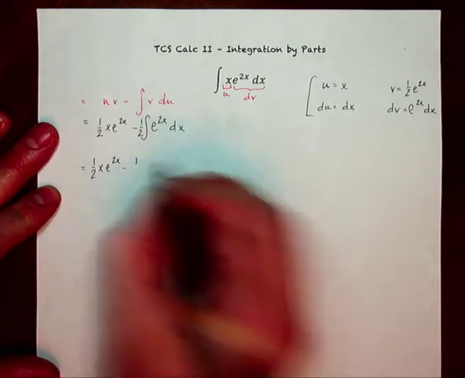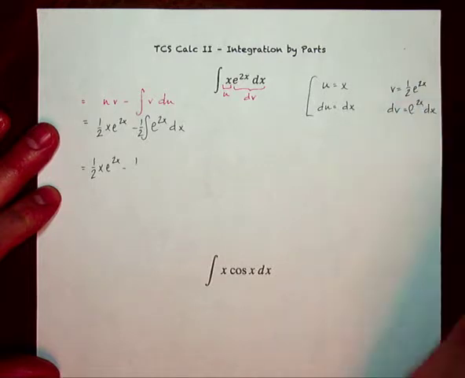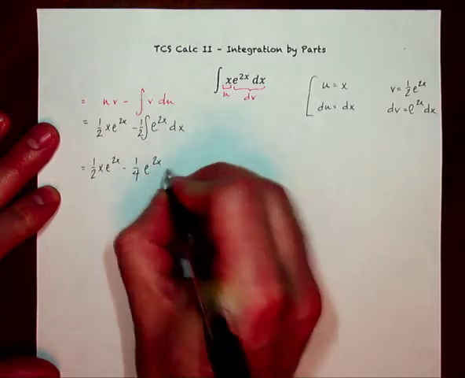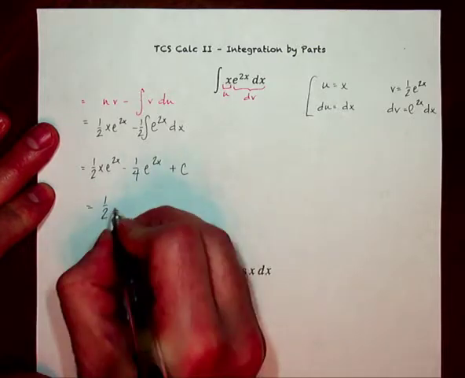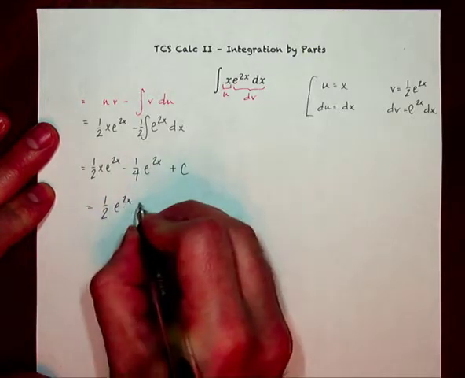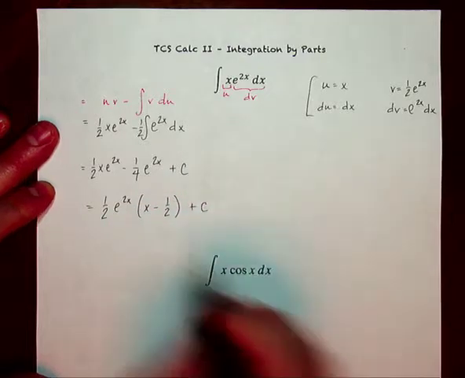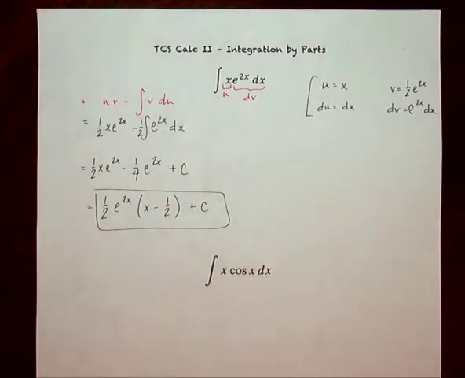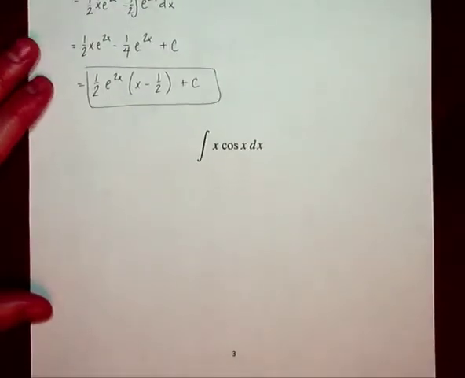So I have 1/2 times the antiderivative, or the integral, of e to the 2x, so it's going to wind up being 1/4 e to the 2x plus c. And if I want to clean it up, of course I can factor out a 1/2 e to the 2x, and I'm going to get x minus 1/2 plus c, or something like that, okay? And there we go. Now this is one of those things where it's just going to take some practice, so let's just keep practicing, okay?